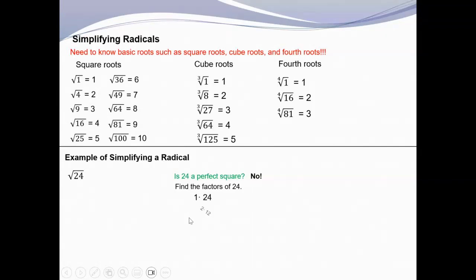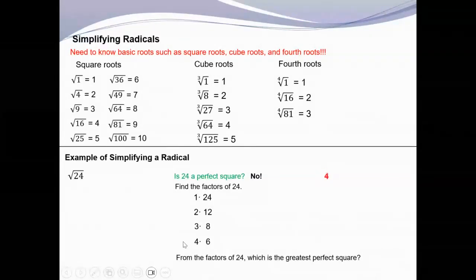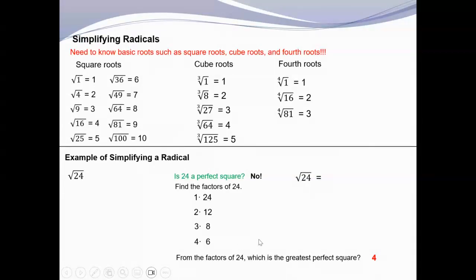So it's going to be 1 times 24, 2 times 12, 3 times 8, and 4 times 6. From all these combinations, we cannot use 1 times 24, we have to use any other one. So what's the highest perfect square? The answer will be 4. So this is the combination that I'm going to be using: the 4 and the 6. This is going to be the square root of 4 times the square root of 6. The square root of 4 is 2. So it's going to give us 2 square root of 6. That's how you simplify it. That's why you have to know perfect squares. So that's the answer simplified.